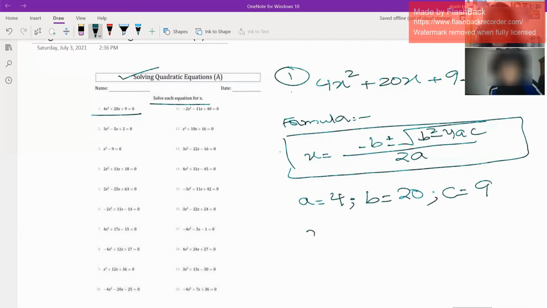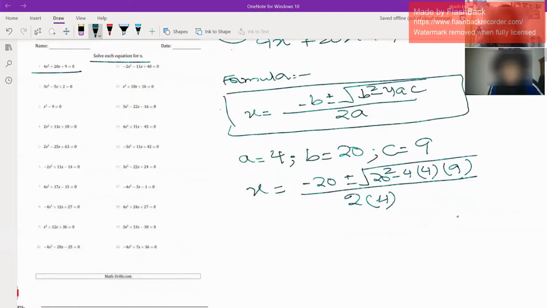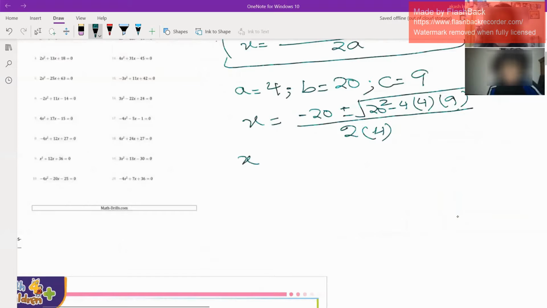Putting it into the quadratic formula, x equals minus 20 plus or minus the square root of 20 squared minus 4 times a, which is 4, times c, which is 9, over 2a. Our a value is 4. Right? Yeah. Now solving it, x equals minus 20 plus or minus, what is the square of 20? It's not a square root, it's the square. What's the square of 20?